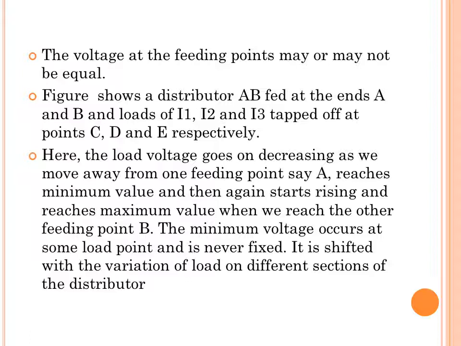Here the voltage goes on decreasing as we move away from one feeding point, say A, reaches a minimum value and then starts rising, reaching maximum value when we reach the other feeding point. So the minimum voltage occurs at some load point and is never fixed. It shifts with the variation of load on the different sections of the distributor.